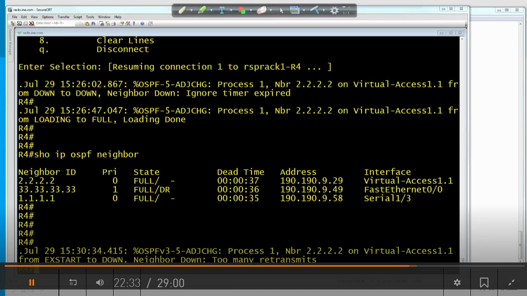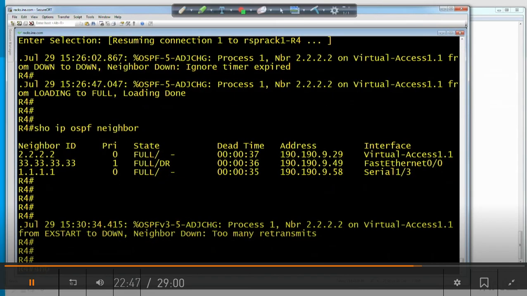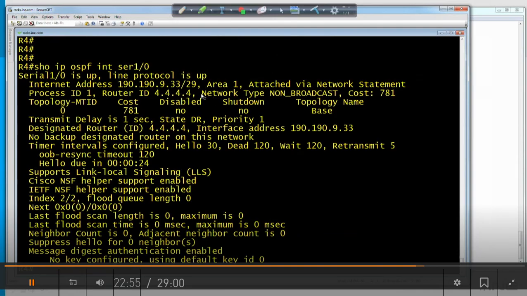Well, someone says show IP protocol. No, show IP protocol won't show that. Won't show me that. That's right. I need to type in show IP OSPF interface and specify the interface I'm interested in. Show IP OSPF interface serial 1/0. And right there it says network type non-broadcast.